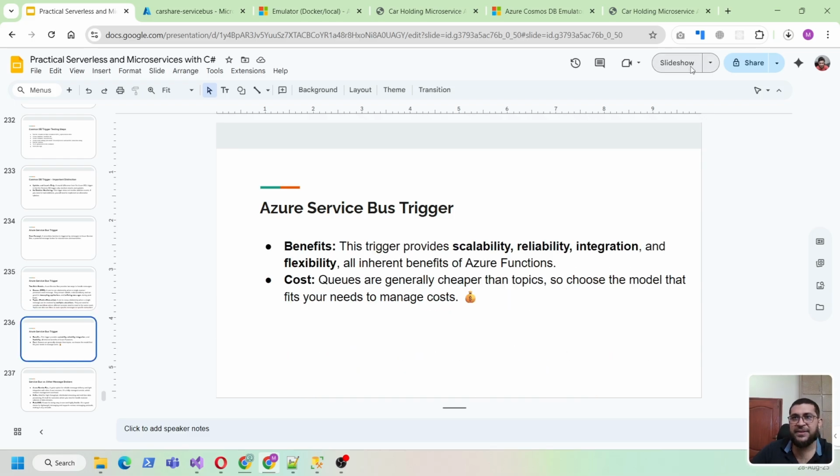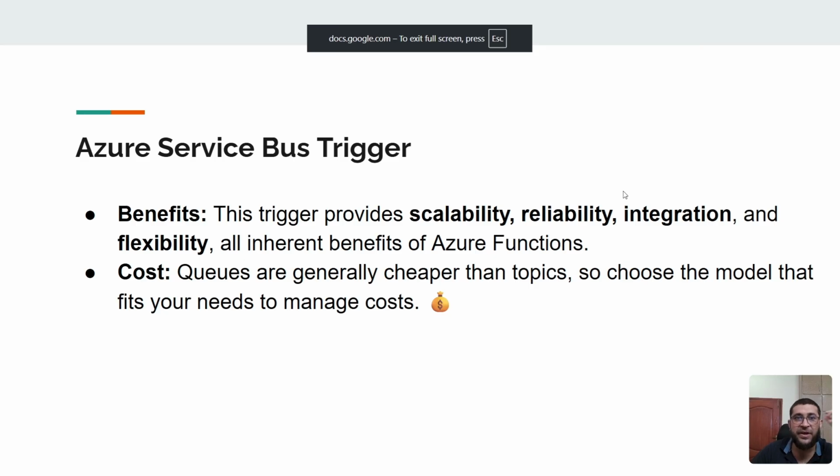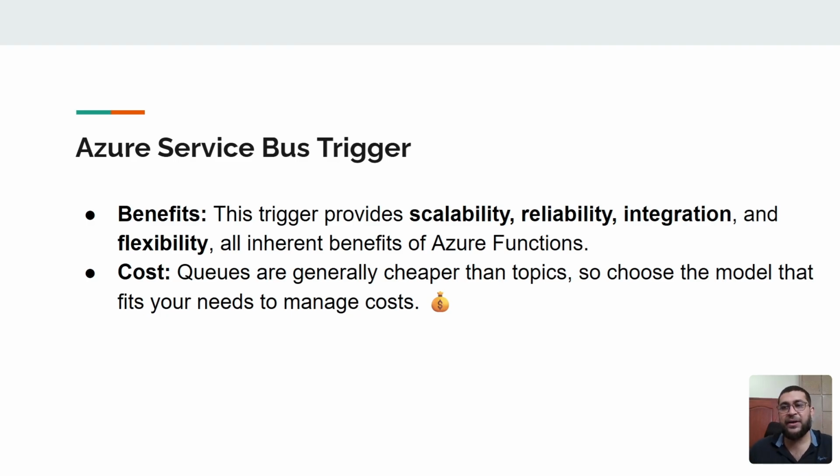And the next slide is Azure Service Bus Trigger benefits. It's reliable, secure, and we can do integration easily. It's very flexible, and about the cost, queues are generally cheaper than topics. So we will see this as well.